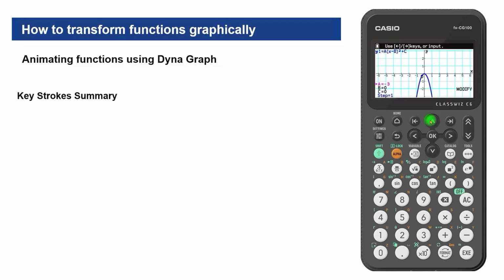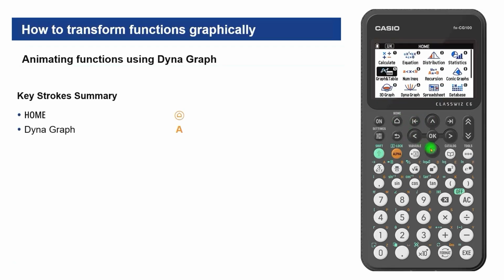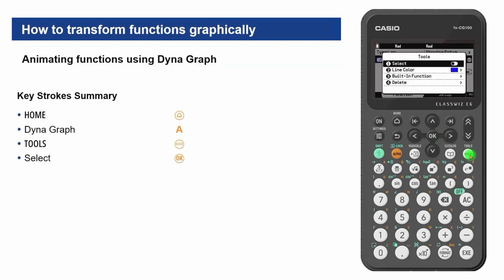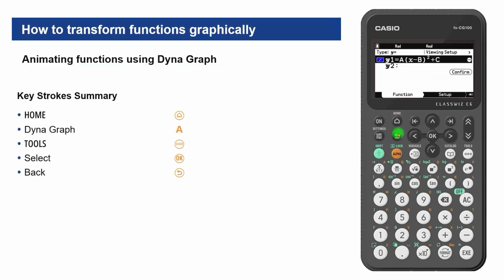For functions containing alpha variables, it is also possible to show a sequence of transformations by animating the function. From Home, select Dynograph. By default, the same functions stored in Graph&Table are shown. However, we need to select a function to animate, so press Tools and select. Then return to Function with Back to show that the Y1 function is selected. Pressing Right tab now navigates to Setup.